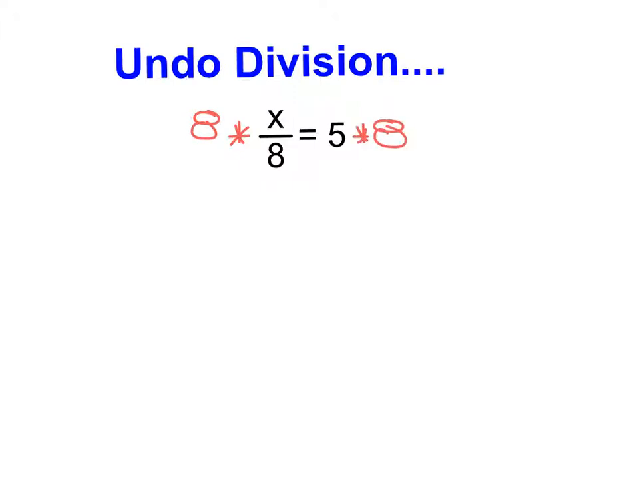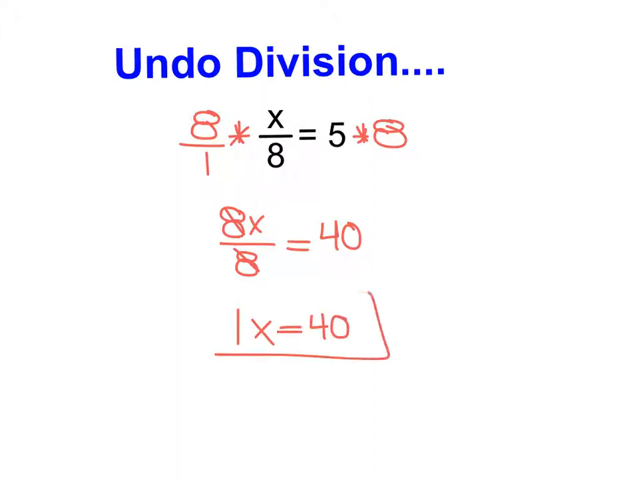Now something to remember when we're multiplying by 8 is we're really multiplying by 8 over 1. So what's happening on the left-hand side here is I'm getting 8 times x divided by 8. And then on the right-hand side, I'm left with 5 times 8, which is 40. Now, 8 divided by 8, we know is just 1. And as a result, those cancel out, and I'm left with 40.